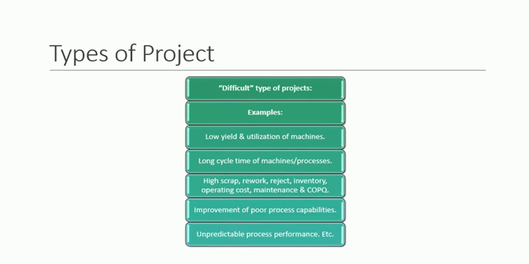low yield and utilization of machines, such as long cycle time of machines, reduction of long cycle time of machines, working on rework, scrap, inventory, the improvement of poor process capabilities, and unpredictable process performance. Other than that, the projects which are not providing you the accurate sigma level. These kinds of projects are classified as difficult type of projects. These projects often further help you to induce your project knowledge in the form of Six Sigma methodology.